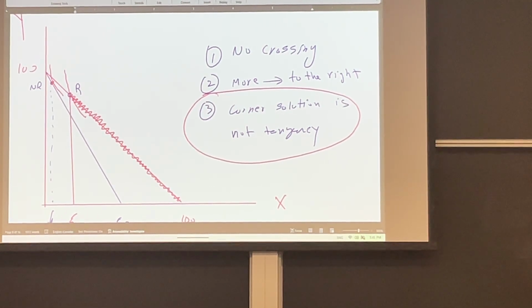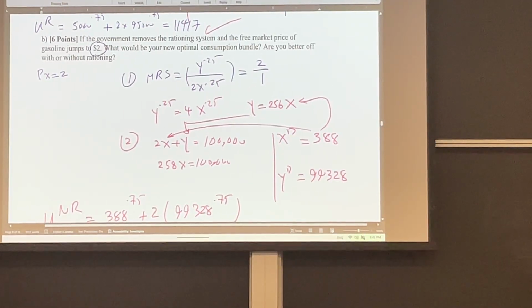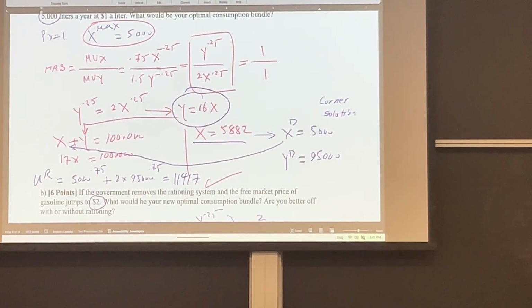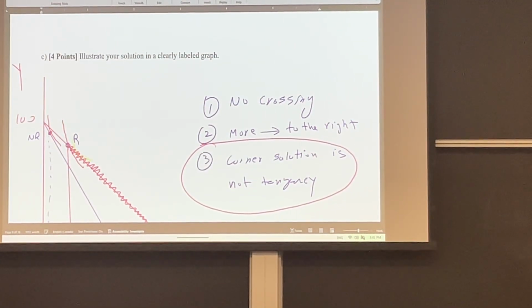Right? The tangency was there. Where is the tangency? That's the tangency. It's just not possible. You have the tangency there. That wasn't possible. It was on the part of the bottom line that's not accessible. Make sense? So I didn't even graph it. I graphed the corner solution. Does that make sense? Okay, that is the correct graph.